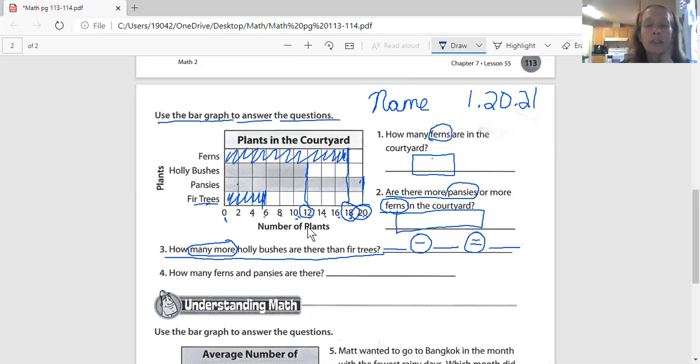Okay. Then the next thing I need to do is find out how many holly bushes there are. So I look up here for a word that starts with an H and a B. Holly bushes, there it is, I see it right here. And I need to find out how many there are. I look all the way to the end, and I draw a line to the bottom, and I see there are 12. So my first number is going to be 12. Okay?